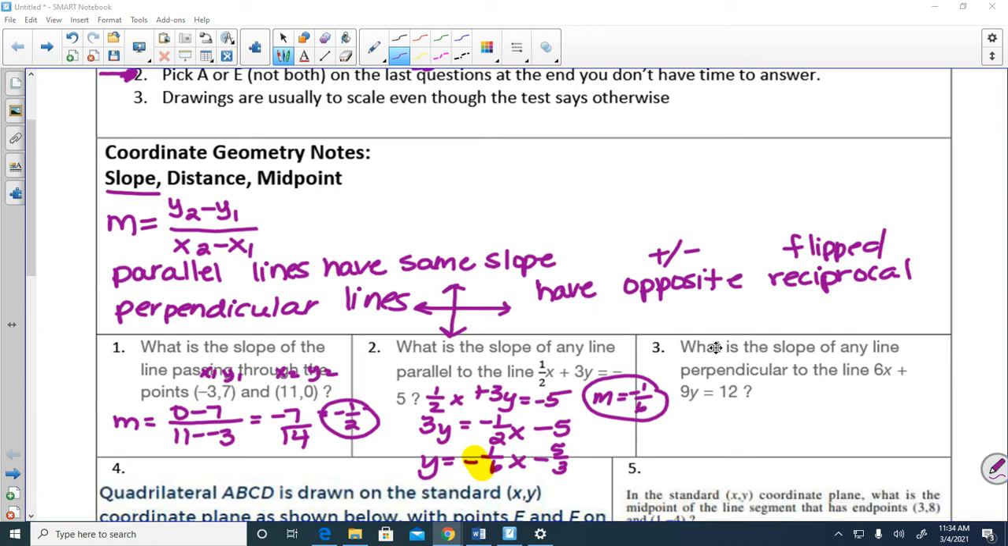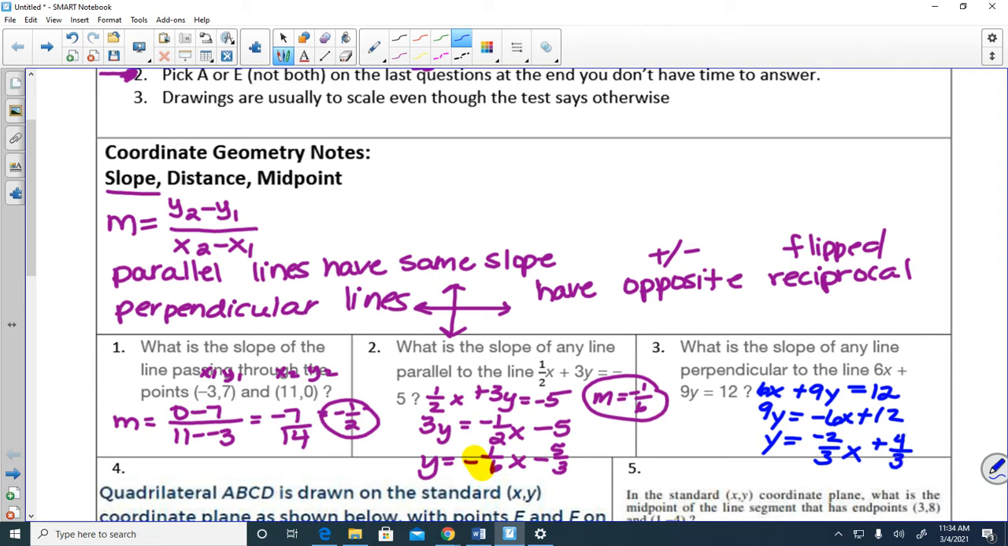So if I'm trying to find the slope of a perpendicular line, first of all, let me rewrite this equation so that it's in y equals mx plus b form. I'm going to take 6x plus 9y equals 12 and solve it for y. So subtract 6x on both sides: 9y equals -6x plus 12. Divide everything by 9. -6 over 9 is -2/3. And 12 over 9 would be 4/3, I believe.